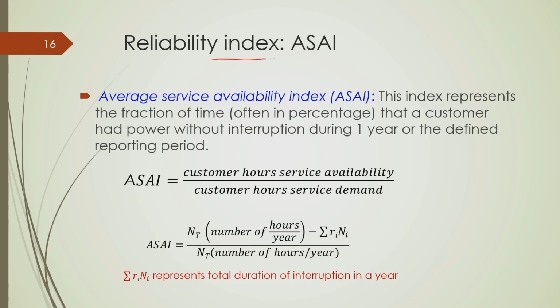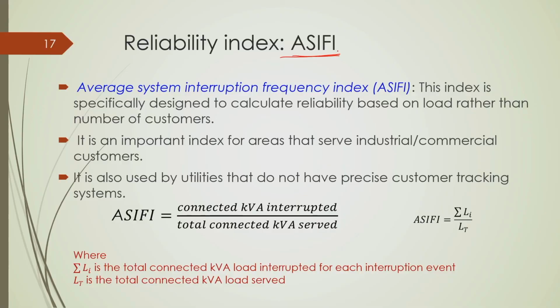Then there is another index which is called ASAI. Okay. This index represents the fraction of time that a customer had power without interruption during 1 year or the defined reporting period. So, for determining this ASAI, the numerator is customer hours of service availability, and the denominator is customer hours of service demand.